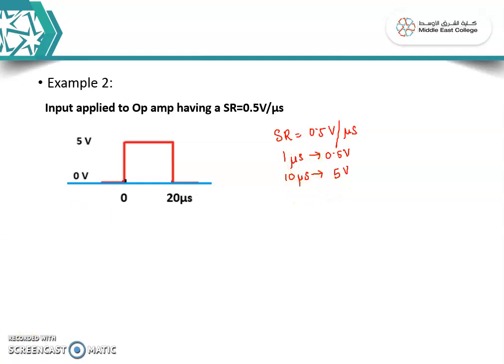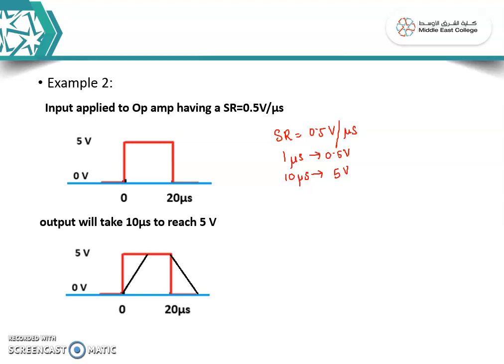So let me see how the output would be. As I told, the output will take 10 microseconds to reach 5 volt. See this black line in the output. The black line is the time that is required for the output to go from 0 to 5 volt. So this time would be approximately 10 microseconds. Even this would be 10 microseconds. You understand? So for the signal to reach from 0 volt to 5 volt, because of the slew rate problem, it will take at least 10 microseconds.